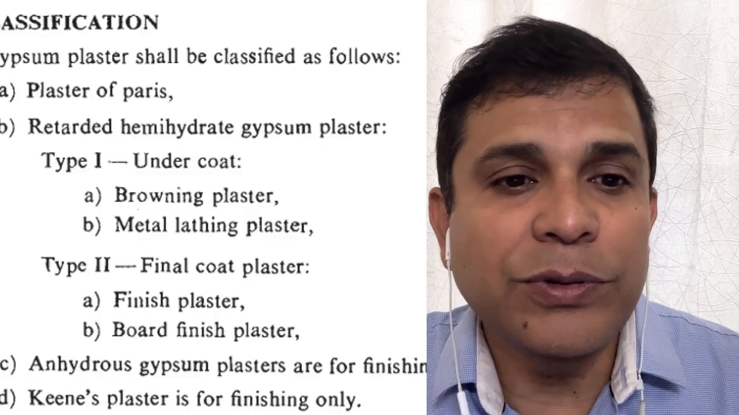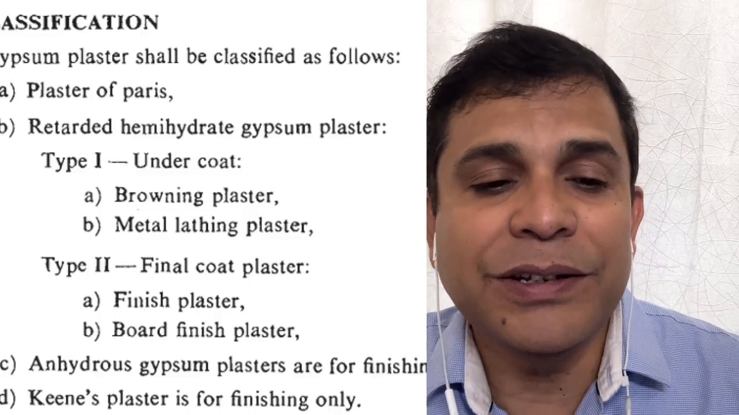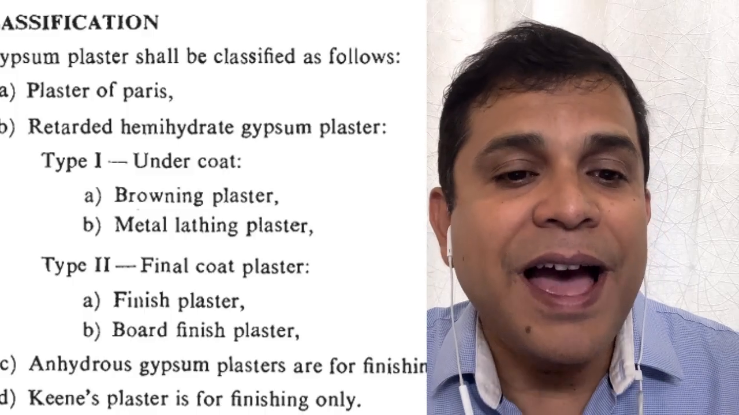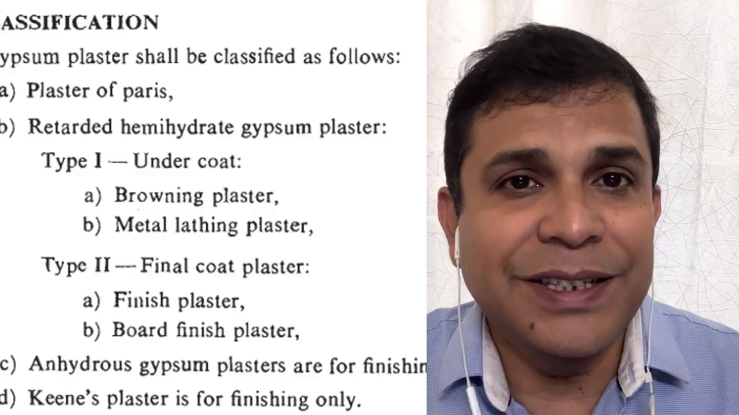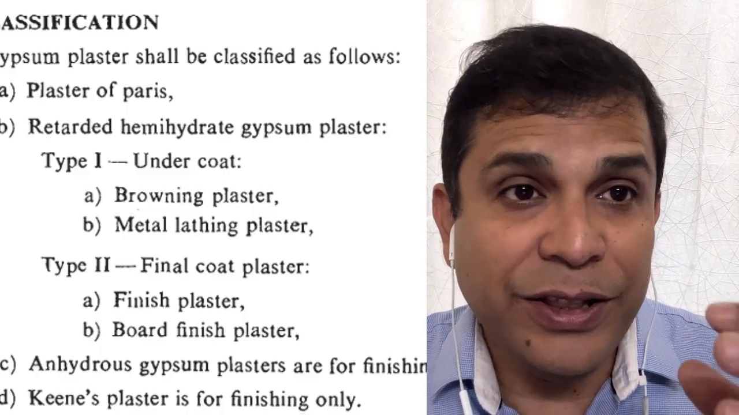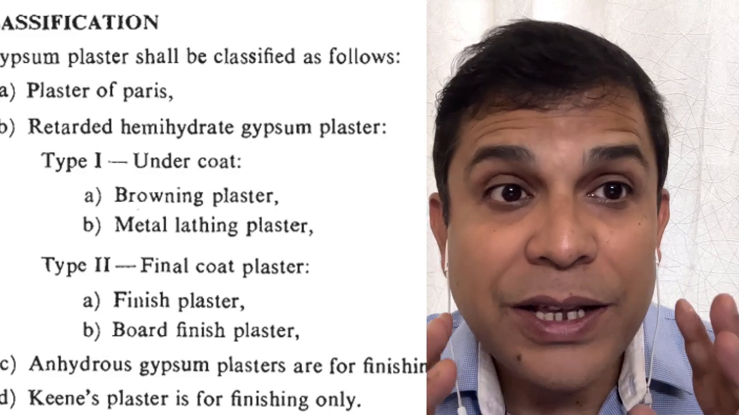And the other 2 types of gypsum plaster are anhydrous gypsum plaster, which is for finishing only, and Keene's plaster, which is also for finishing only. I will discuss these 2 later in another video, but today is only about the gypsum plaster.